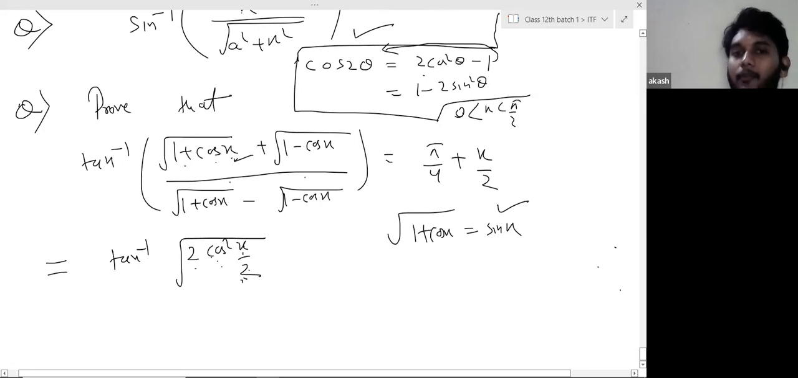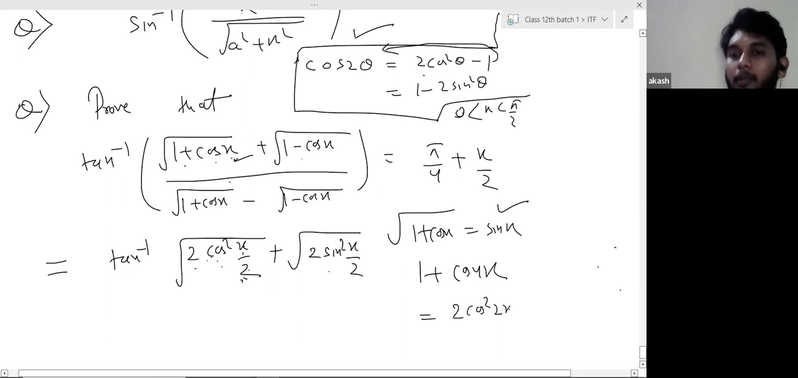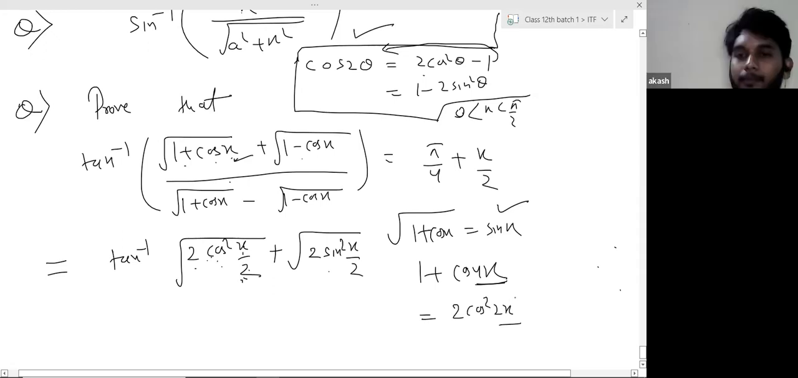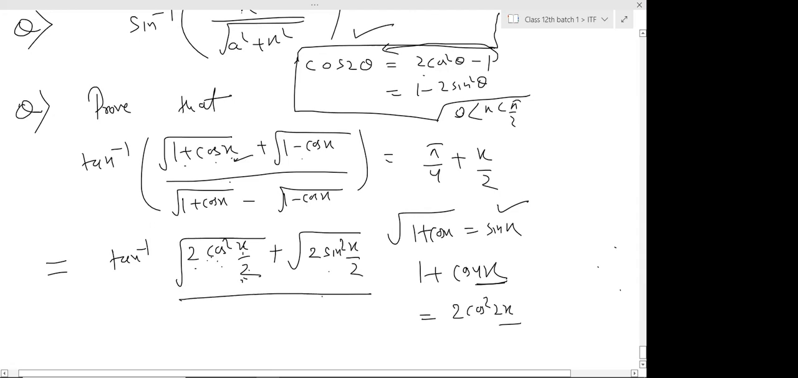All right. And if you have 1 minus cos x, then it is 2 sine square x by 2. Everything remains the same, but cos changes to sine when this is minus. If you see 1 plus cos 4x, then this will be 2 cos square 2x, because half of 4x is 2x. All right, Shekani. Yes, sir. Now you will remember half angle formula. All right, I hope so.